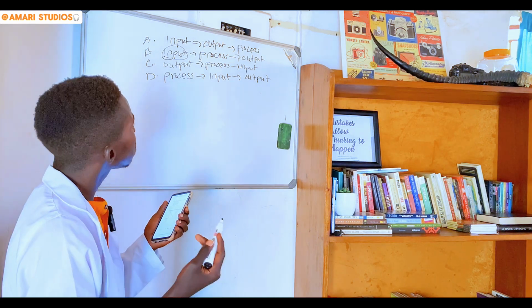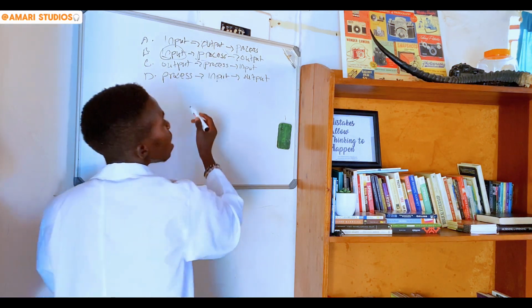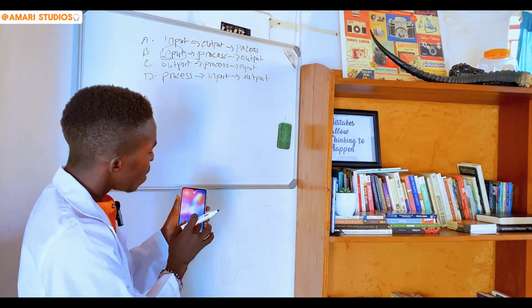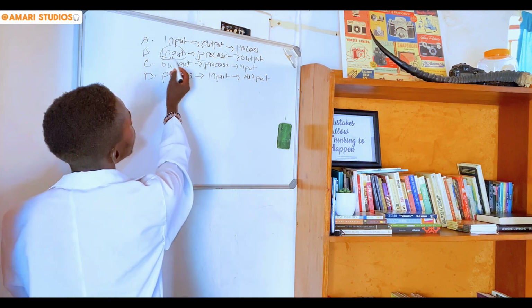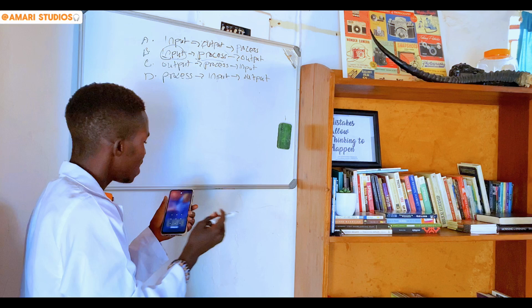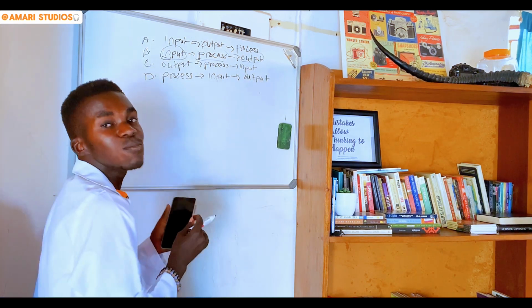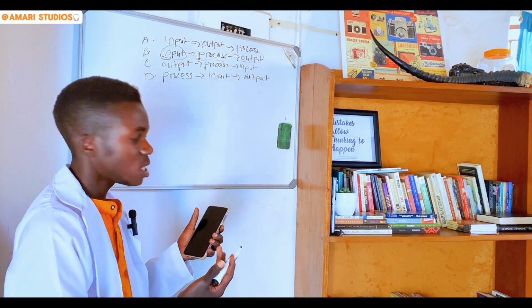Then the second thing that the phone is going to do is process. If the pattern is wrong, it will process it as an incorrect pattern. So when you input the pattern, it's going to process it. Then when the processing is done, there is going to be an output at the end, meaning the answer that you are going to get at the end of operating a computer.